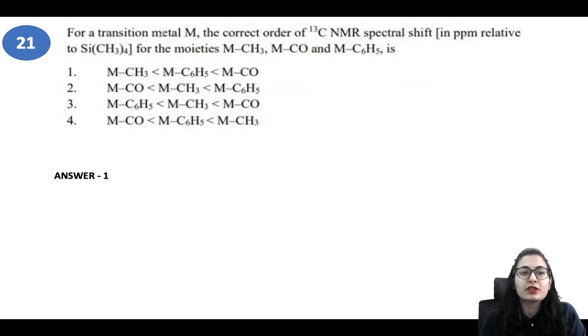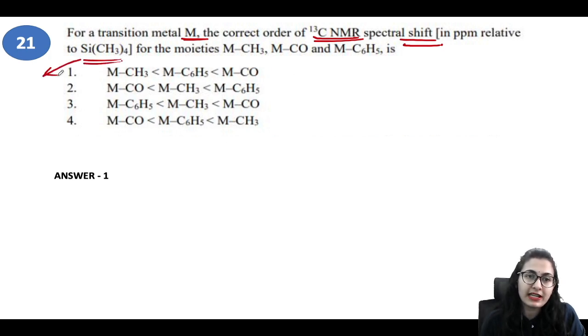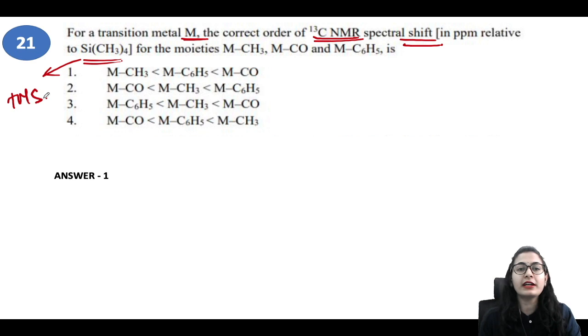Chalo. Next question. For a transition metal M, the correct order of C13 NMR spectral shift in ppm relative to SiMe4, that is the TMS. So this is our standard, TMS. Alright, so this is our standard TMS. Now for a transition metal, the correct order of C13 NMR spectral shift for the moieties over here. So what is a methyl going to do?